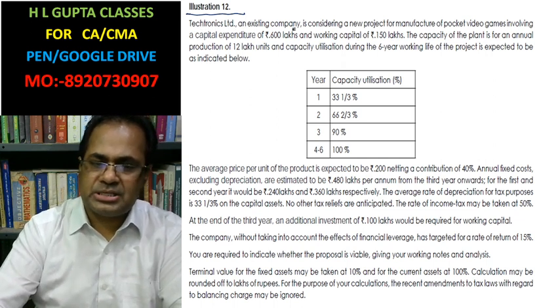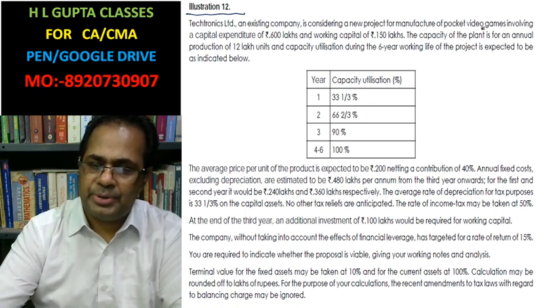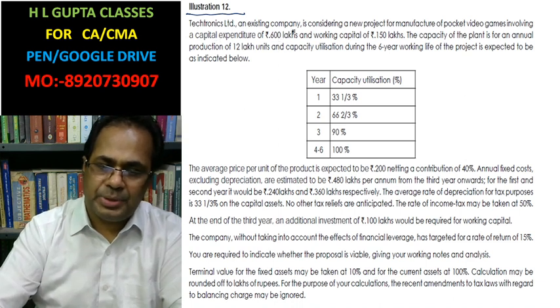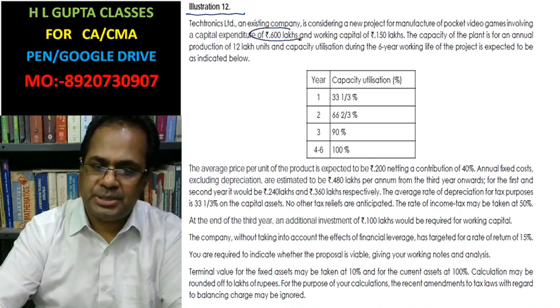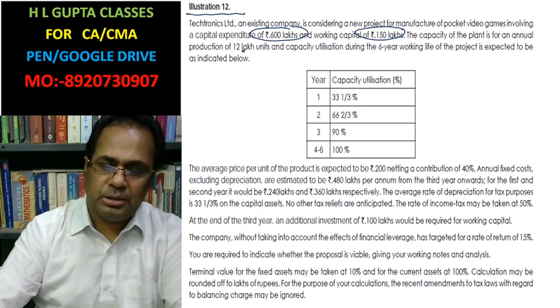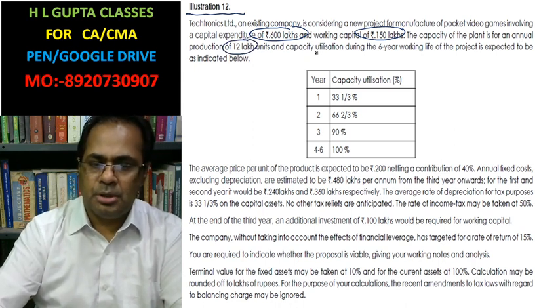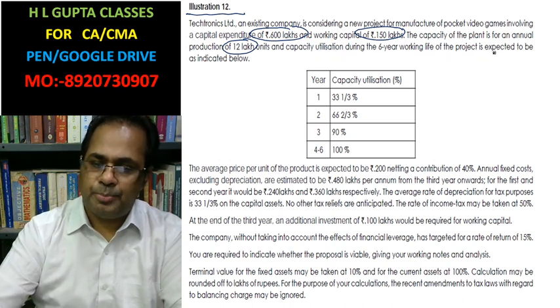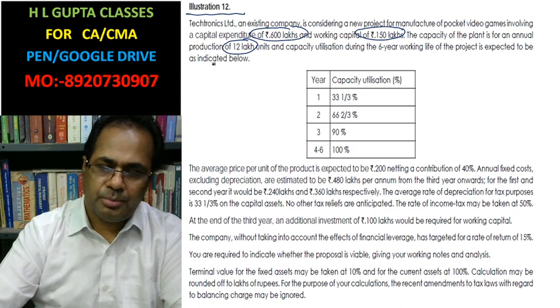Technonics Limited, an existing company, is considering a new project for manufacturing pocket video games, involving a capital expenditure of rupees 600 lakh and working capital of 150 lakh. The capacity of the plant for the annual production is 12 lakh units. Capacity utilization during the 6-year working life of the project is expected to be as follows.